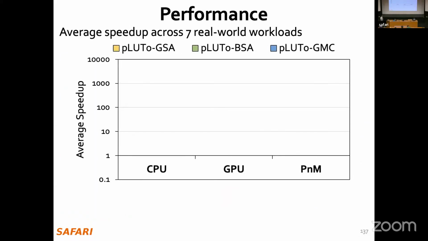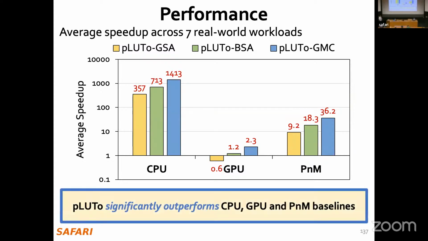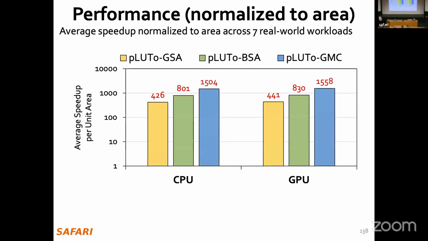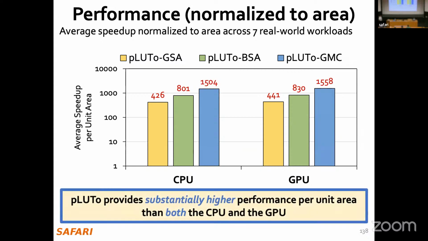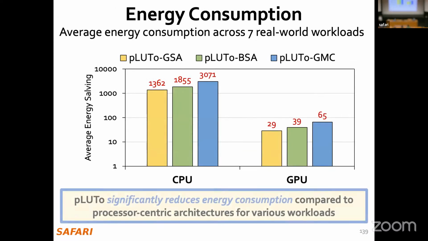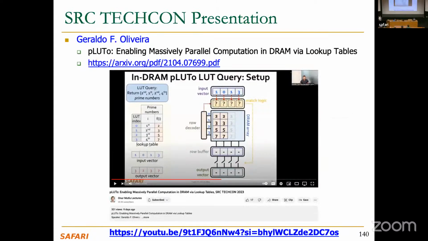But what is important is that we take some applications and map them to the substrates, and we see that we can significantly improve performance compared to the CPU, the GPU, and processing-near-memory architectures. And this is even better if you normalize the values to the area, if you take into account that DRAM is much smaller than the processor, for example. And of course, this also significantly improves energy consumption as well. So if you want more details on this, I invite you to check this talk.